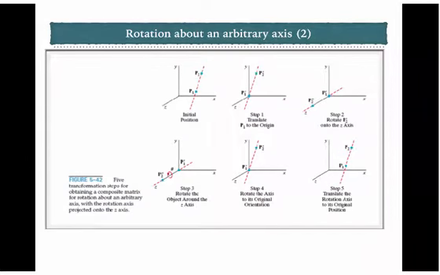Initially, the first diagram describes the initial position. In step 1, we translate the object to the origin, which is described in diagram 2. In step 2, we rotate the object along the axis. In step 3, we rotate the object around the axis. In step 4, rotate the object back to the original axis. In step 5, we translate the rotation axis to the original position.